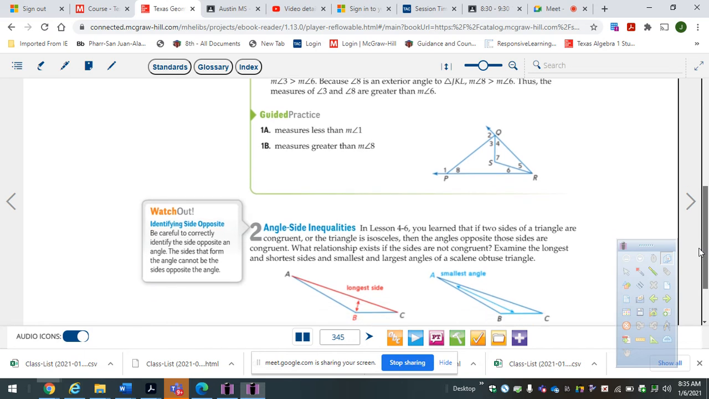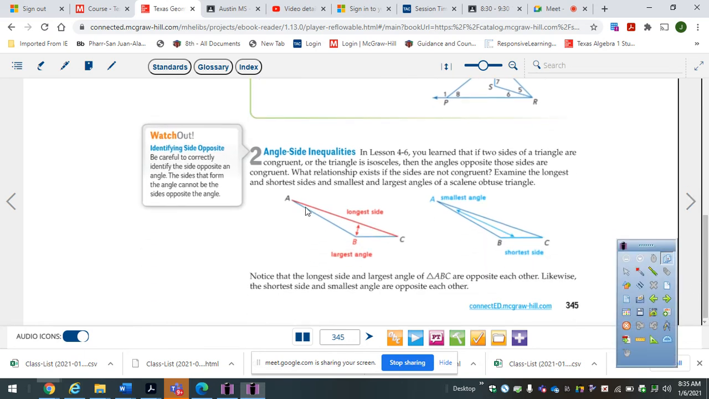Now we're going to talk about the angle side inequality. This one's pretty easy, I think, pretty obvious in my opinion. Okay, angle side inequalities. In lesson 4.6, you learned that if two sides of a triangle are congruent, what happened in that situation? If there were two sides of a triangle that were congruent, it was called an isosceles. And then the angles across from them were also congruent.